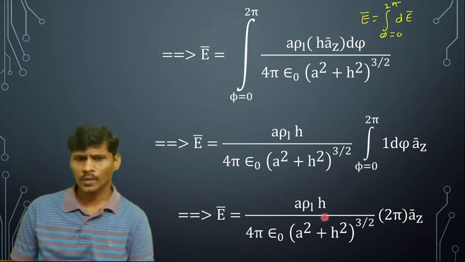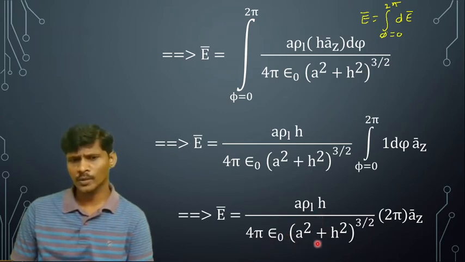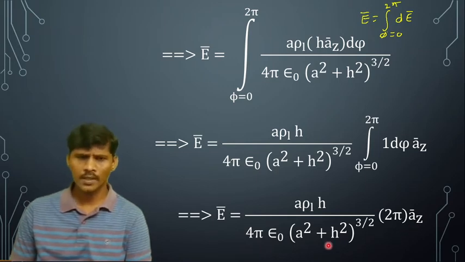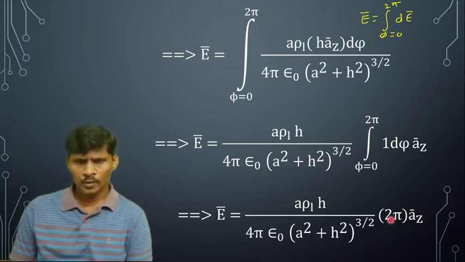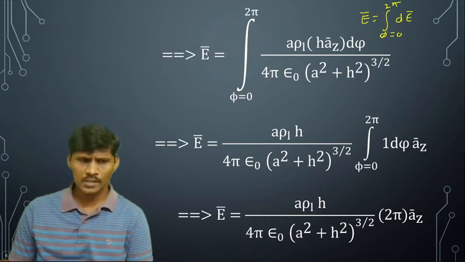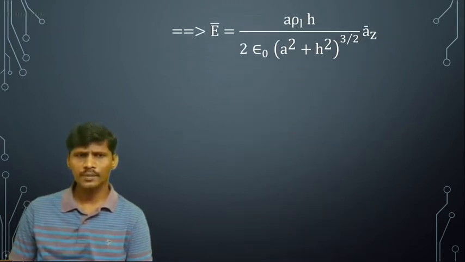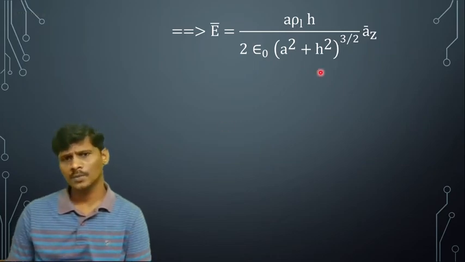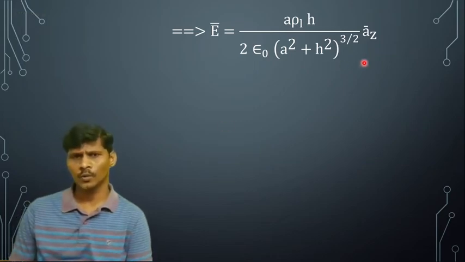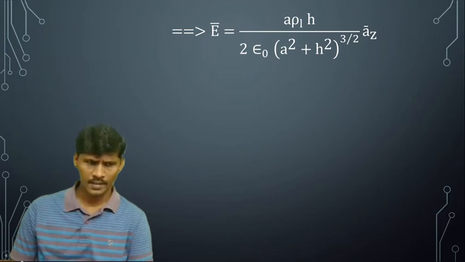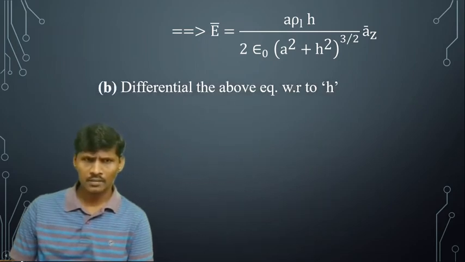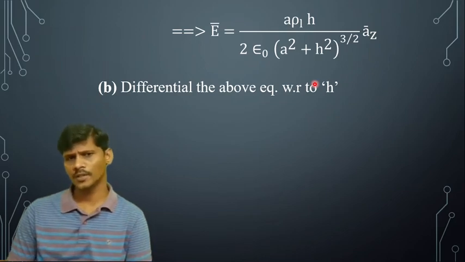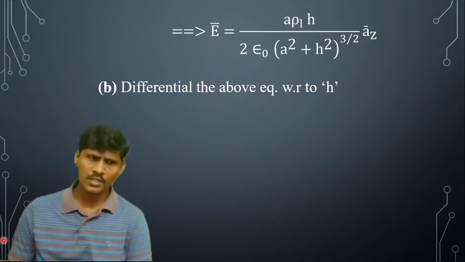Therefore, a rho L h by 4 pi epsilon naught into (a square plus h square) whole to the power of 3 by 2 into 2 pi into a z bar. Now here the 2 pi in the numerator and denominator is cancelled. We get the electric field intensity E bar is equal to a rho L h by 2 epsilon naught (a square plus h square) whole to the power of 3 by 2 into a z bar. So that is the first bit solution. And what is the second bit?